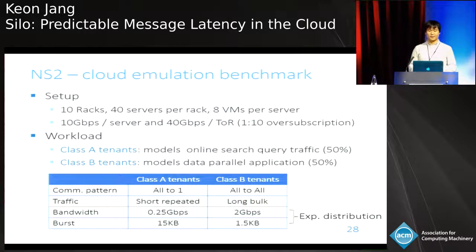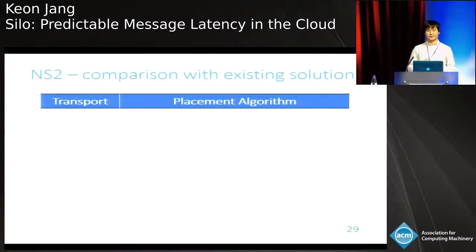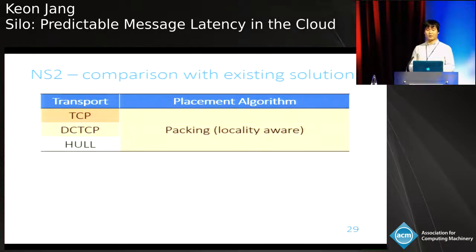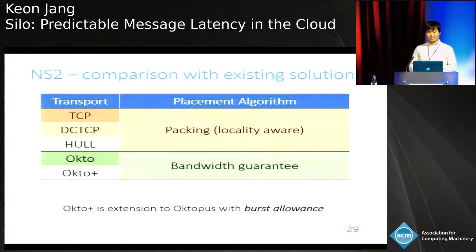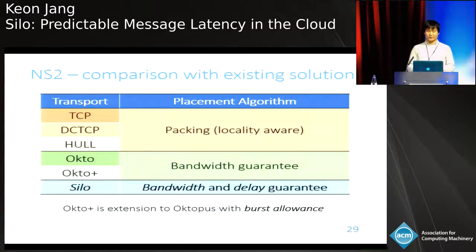We compare Silo against several cases. First is TCP, the status quo, and DCTCP and HULL are both low latency transports using the switch ECN mechanism. Octopus is a bandwidth guarantee network sharing solution, and Octopus Plus is the extension that we made to Octopus to allow burst sending. We use a different placement algorithm for each of these cases. For TCP variants, we used packing or locality-aware placement because they are not aware of bandwidth guarantee semantics. For Octopus, we use bandwidth guarantee placement. And for Silo, we use both bandwidth and delay guarantee placement. So the difference between Octopus Plus and Silo is only in the placement.